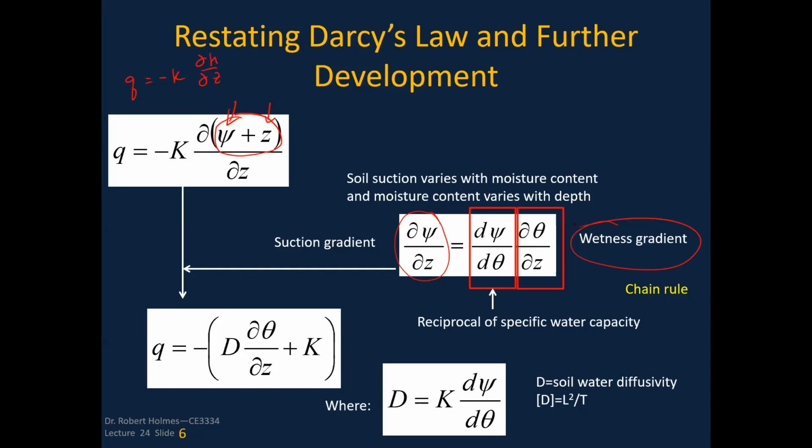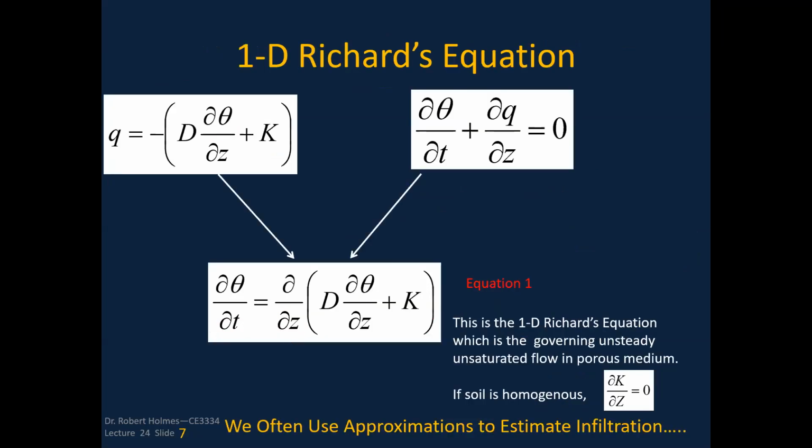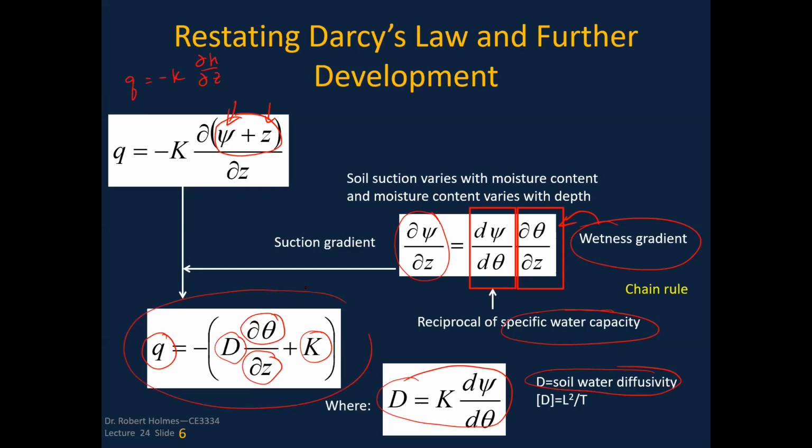We call that the wetness gradient, this value right here. And this is the reciprocal of what they call the specific water capacity. That's just a definition. If we plug that into this derivative, we can restate the Darcy flux as minus this value D, which is the soil water diffusivity, defined as this value here, times the derivative of how the water content of the soil changes with depth, plus the hydraulic conductivity. Now, we got to this point right here. This is explaining the Darcy flux.